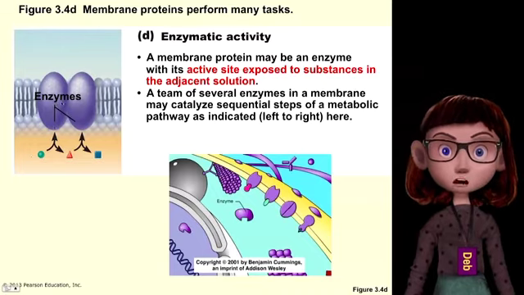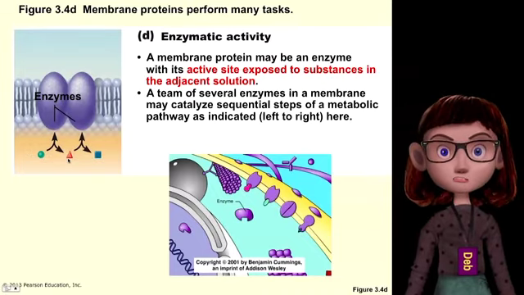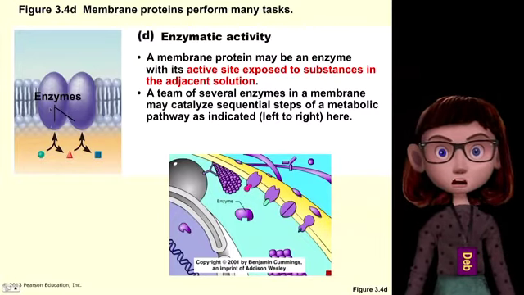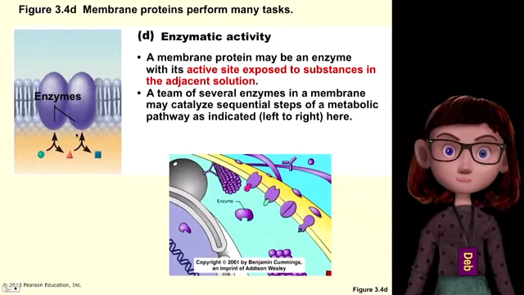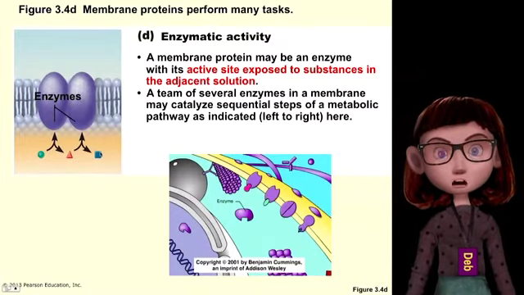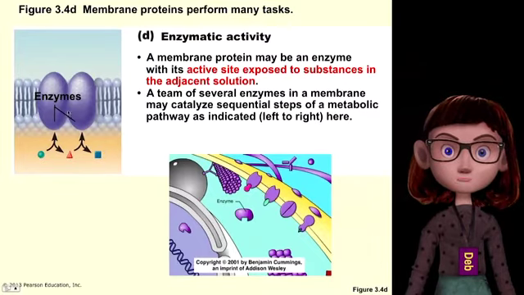Enzymatic activity is often done in what we call a metabolic pathway, where one enzyme will take a substrate and will change it into a product, and then that will be passed along to the next enzyme, and it will take the first enzyme's product, and then it will change it and come up with another product. So this will happen along the cell membrane.